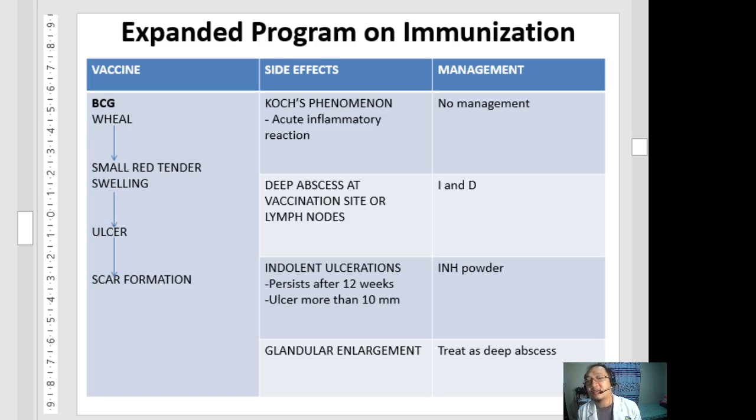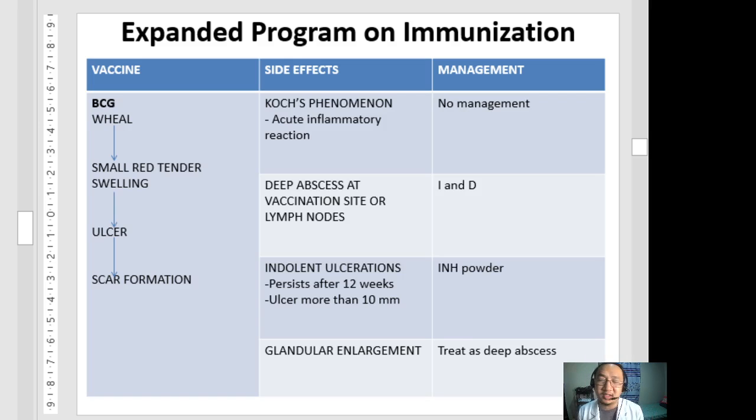Okay, a side effect not usually notified for BCG is the Koch phenomenon, named after Robert Koch, someone related to TB, if you remember your microbiology, and later on we'll discuss it under communicable diseases. This is an acute inflammatory reaction, and there's no management needed. Okay, it will heal, it will subside on its own.